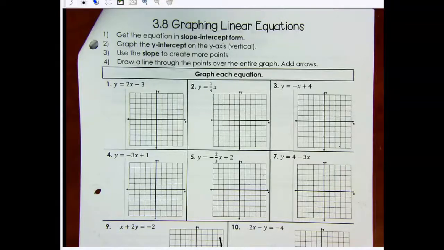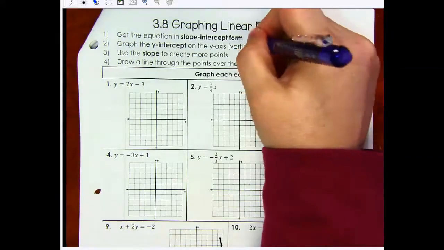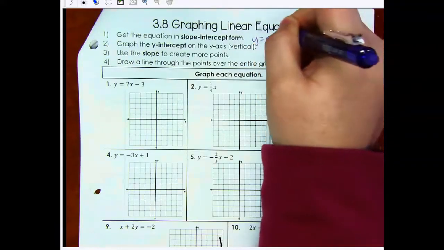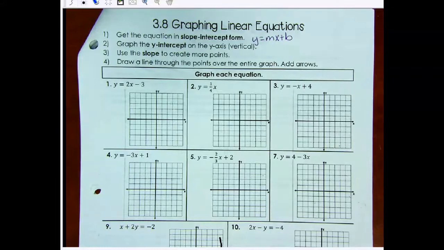Alright guys, today we're going to do 3.8 graphing linear equations. There is a 4-step process for this, and this will make it very simple to do every time, because every time we're going to do the same 4 things. So the first thing you're going to do is get the equation in slope-intercept form. So last time we talked about slope-intercept form, which is y equals mx plus b. And you learned about this in 8th grade a little bit, so this is not a new formula for you.